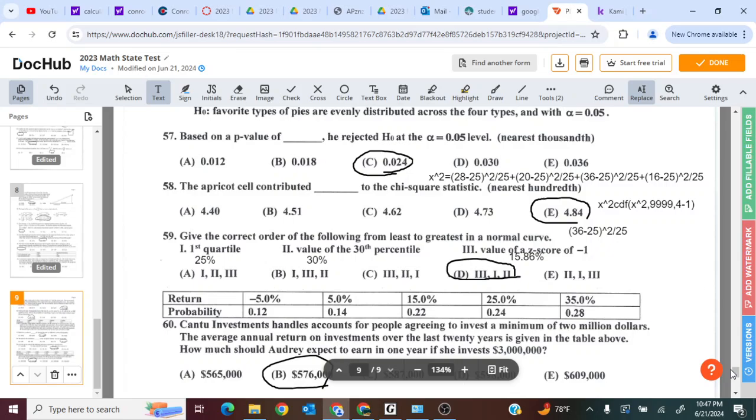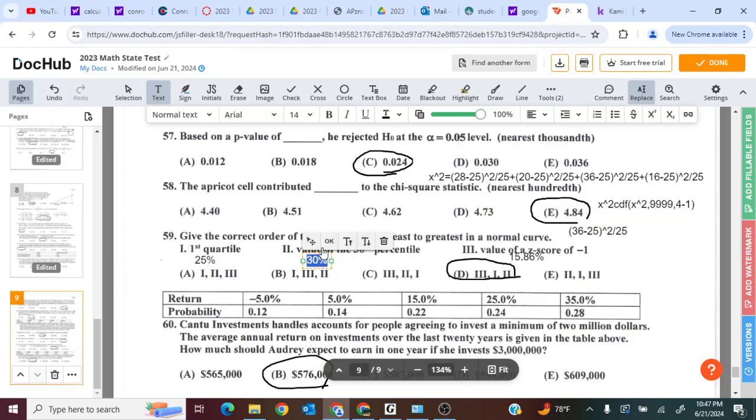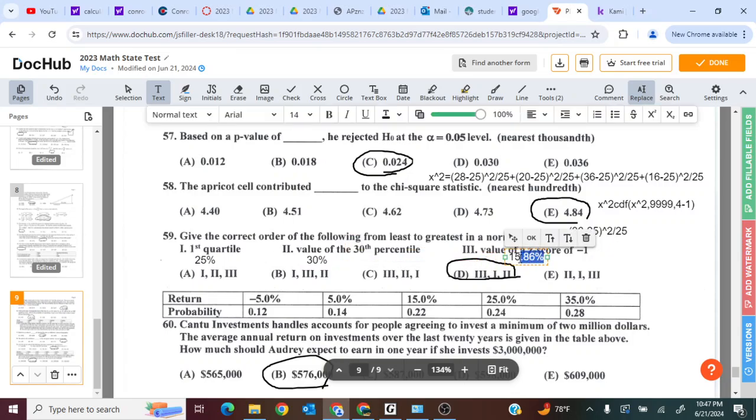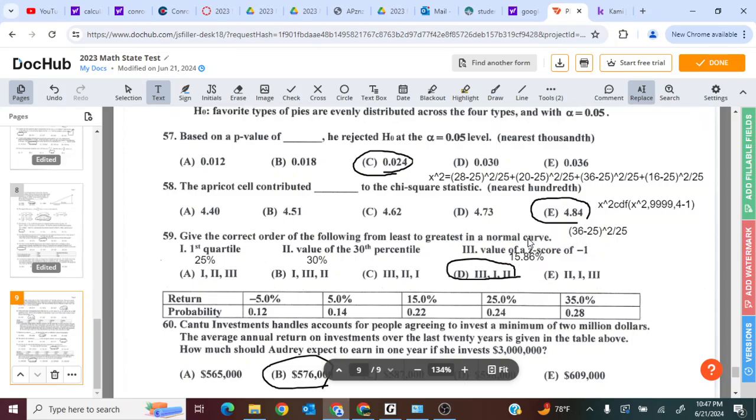59, give the correct order of the following from least to greatest of a normal curve. First quartile is just 25%. You probably already know that. 30th percentile, 30%. And the value of a z-score of -1. Well, if you go to normal CDF, negative infinity to -1, 0, 1, you get that there is a 15.8% chance of having a z-score of -1 or less, so 15.86. Least to greatest, 3, 1, 2.